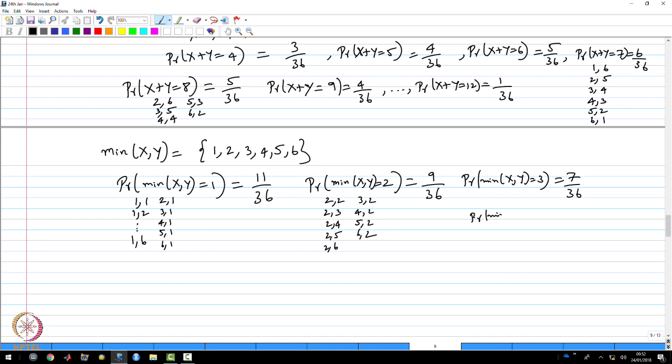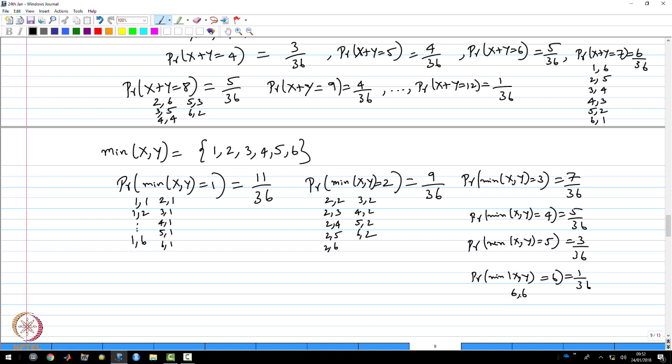Probability of min of x, y equals 4 will be 5 by 36. Probability of min of x, y equals 5 will be 3 by 36. Probability of min of x, y equals 6 will just be 1 by 36. See, 6 is the easiest because you only have one possibility, (6,6).